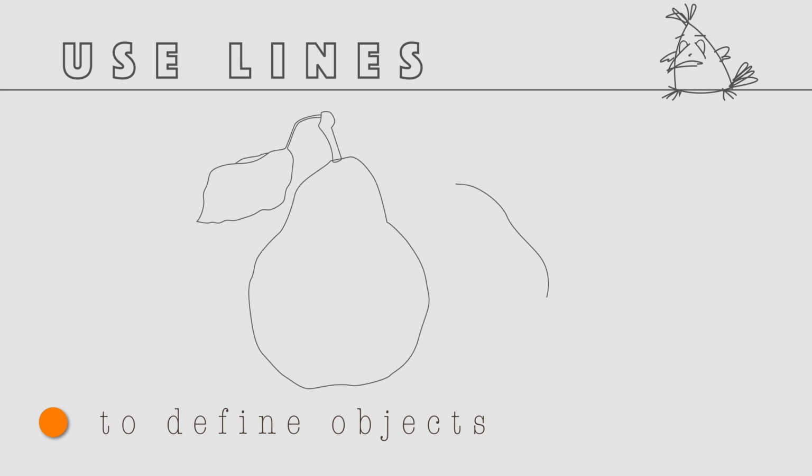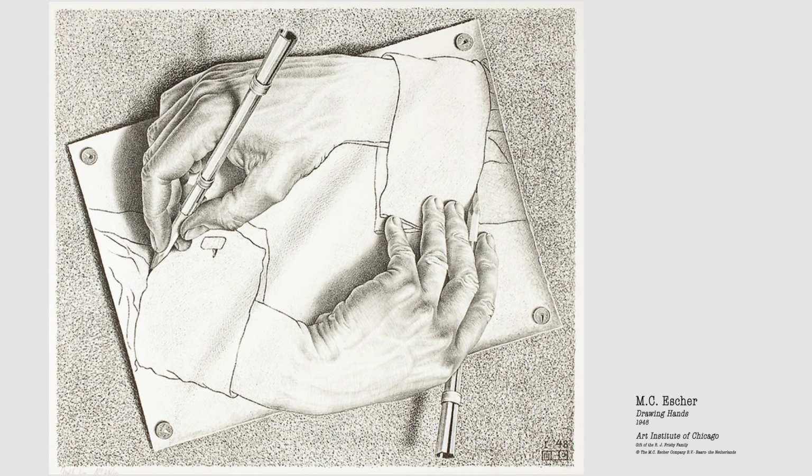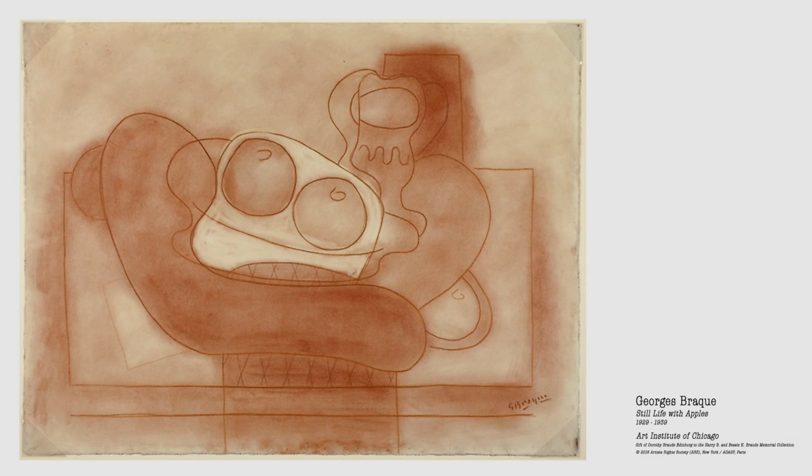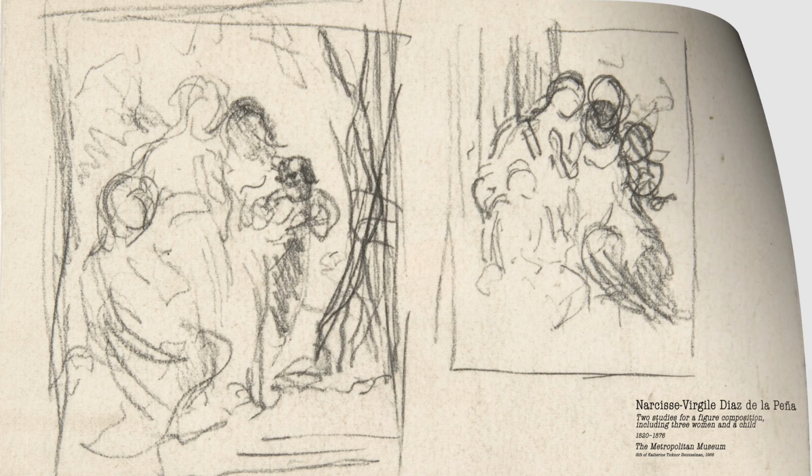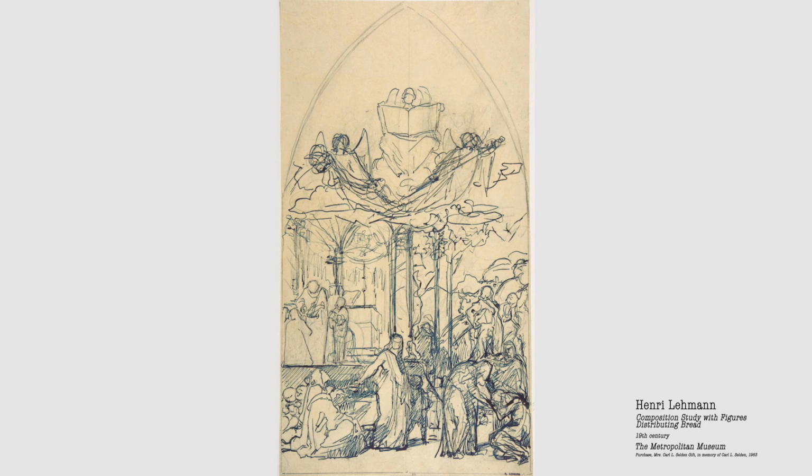We use lines to define objects in space, to outline shapes, or sketch thumbnails and plan a composition layout before painting.